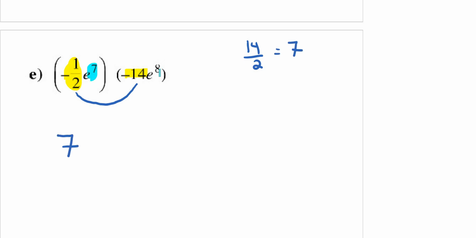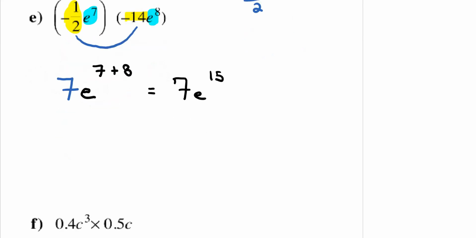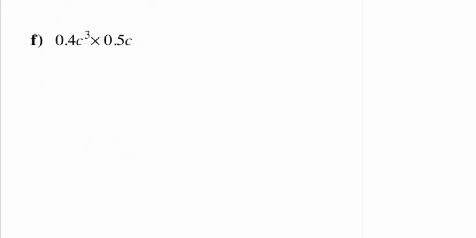And then we multiply the variables with the variables. So the variable is e, and since the bases are the same, we just add the powers. And so my final answer is going to be 7e to the power of 15. Okay, let's move on. This is a good one here because our coefficients are now decimals.